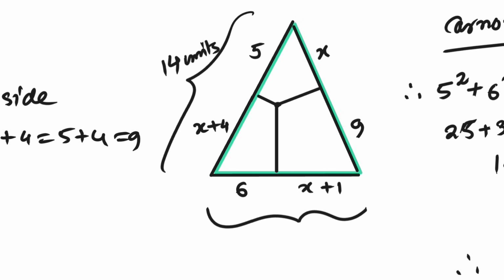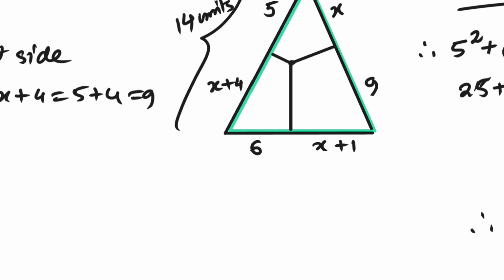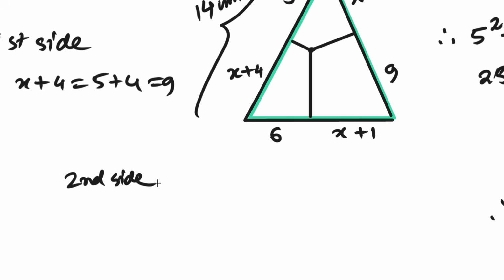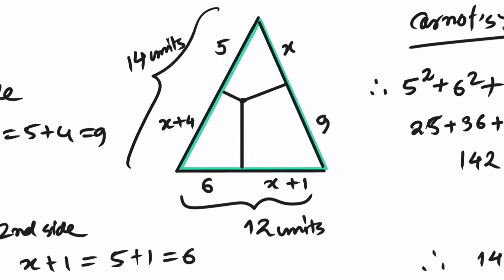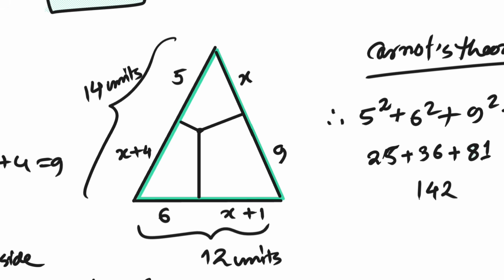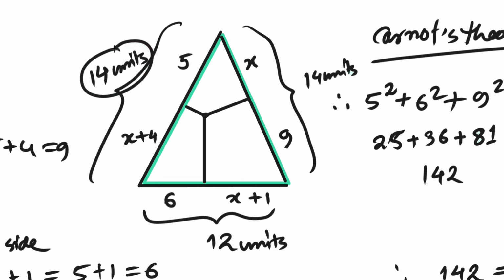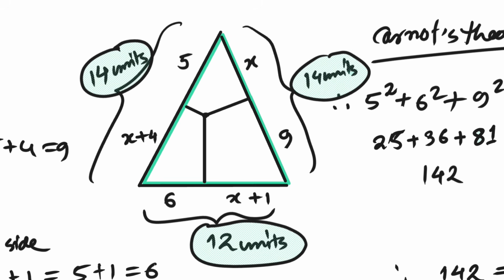Now move to the second side. Its two pieces are 6 and x plus 1. Substituting x equals 5, we get 5 plus 1, which is 6, so the entire second side is 6 plus 6, giving 12 units. Finally, look at the third side. Its two pieces are 9 and x. Since x equals 5, that side is 9 plus 5, which gives 14 units. So the three side lengths of our triangle are 14, 12, and 14.